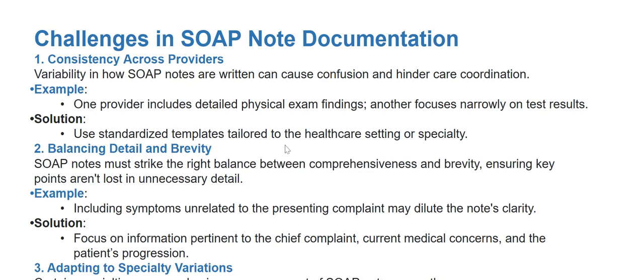Solution here: use standardized templates tailored to the healthcare setting or specialty. Another challenge: balancing detail and brevity. SOAP notes must strike the right balance between comprehensiveness and brevity, ensuring key points aren't lost in unnecessary detail. Example: including symptoms unrelated to the presenting complaint can dilute the note's clarity. Solution: focus on information pertinent to the chief complaint, current medical conditions, concerns, and the patient's progression.